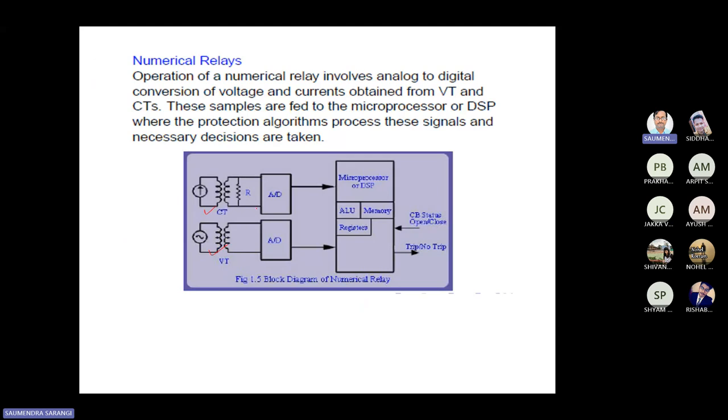However, now they do not take the data as an analog signal. The CT and PT analog signal is recorded, and you observe here the analog signal is converted into a digital signal by this analog to digital converter. This analog to digital converter gives the signal to the microprocessor, which is the relay unit. Now this relay unit has memory, and it will have some ALU or registers to store different information. This microcontroller or microprocessor is where we set the coding to give the logic of this relay.